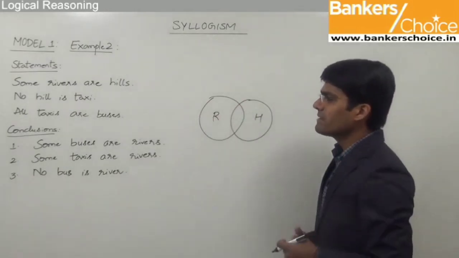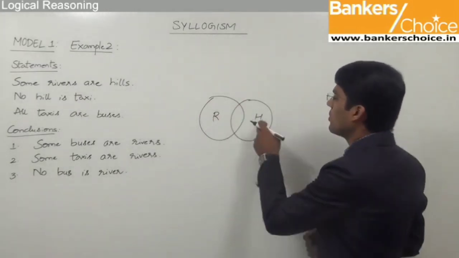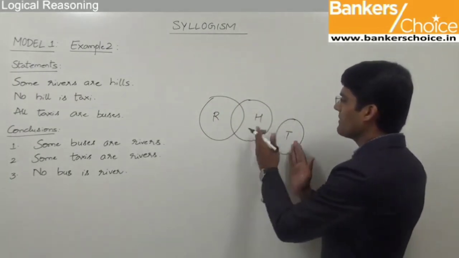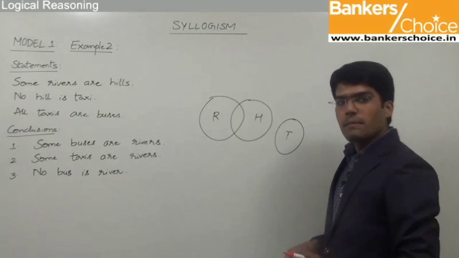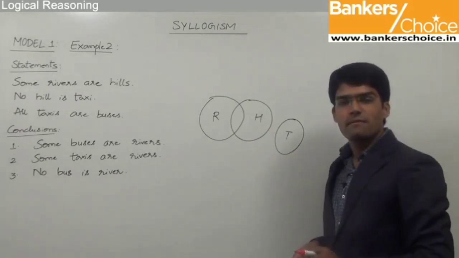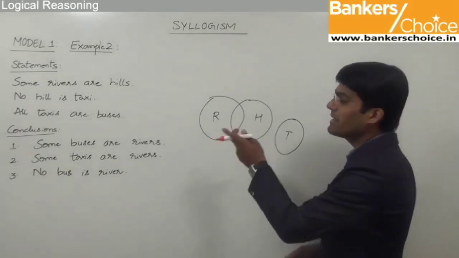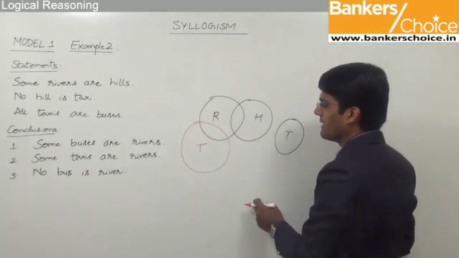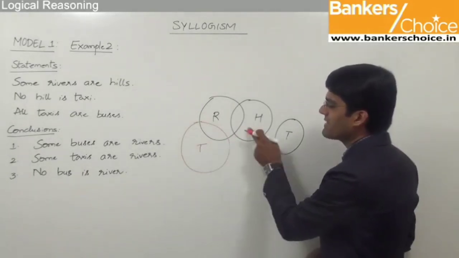The second statement is no hill is a taxi. So no hill is a taxi can be drawn as shown. There is no overlapping between hills and taxis. But while drawing the basic diagram itself, we need to understand that the taxis can also be taken on the other side. For example, we can also take the taxis in this manner. Even in this case, we find that no hill is a taxi.